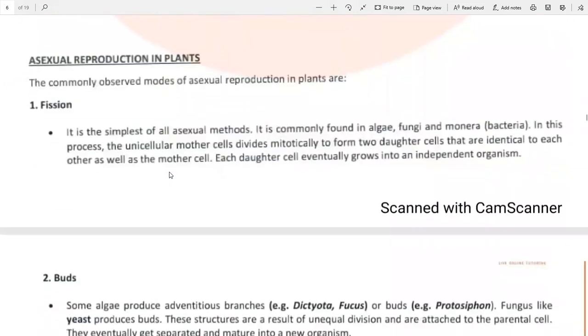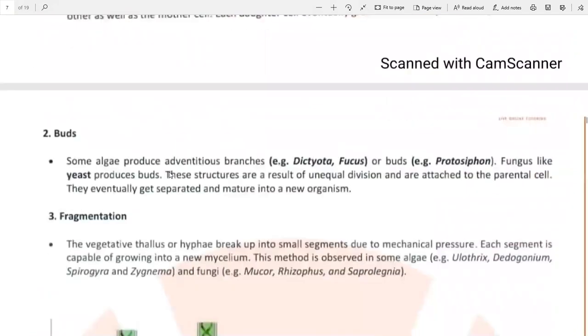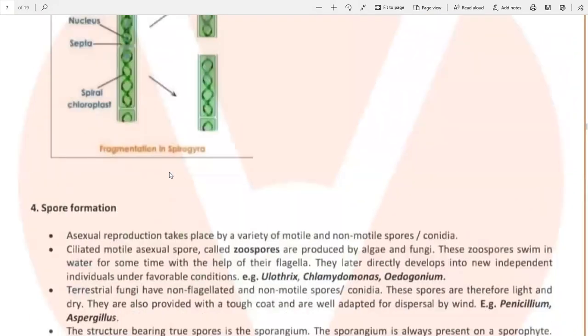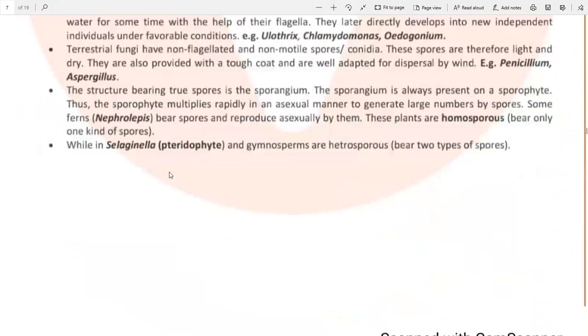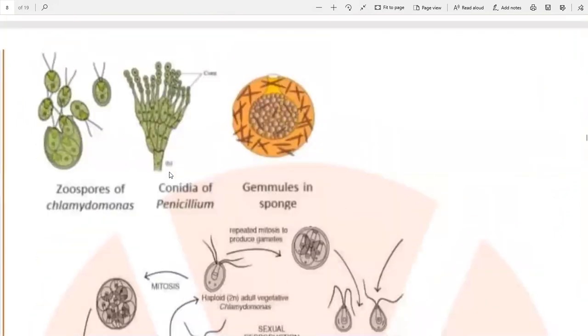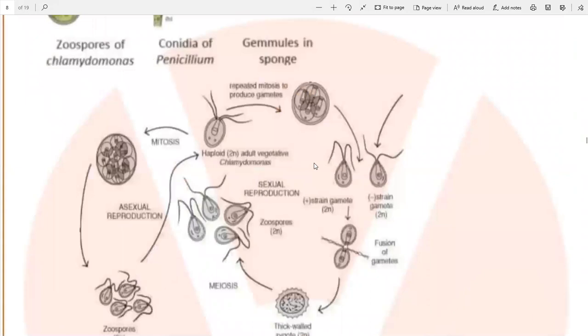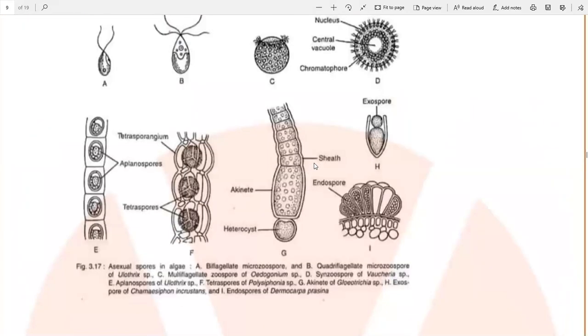Then asexual reproduction in plants: fission, buds, fragmentation, same as before. Spore formation, these are some spores, like zoospores of Chlamydomonas. These are types of spores: conidia of Penicillium, gemmules in sponges. This is the diagram. This shows the types of asexual spores in algae.